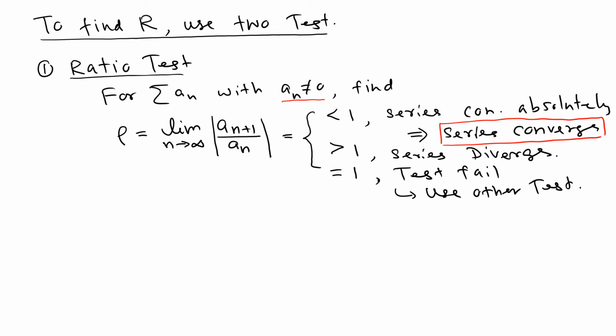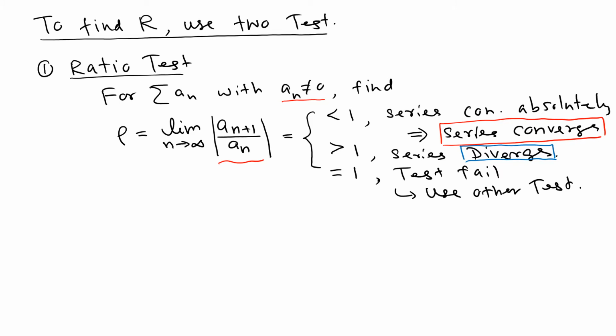Good, so that is the first test that we use. We look at the ratio. The ratio can be less than 1, in which case the series converges. The ratio can be greater than 1, in which case the series diverges. The third case is if the limit is exactly equal to 1, the test fails. It cannot say anything because the terms grow comparably to each other, so we can't say whether it grows or not. So that's the first one.